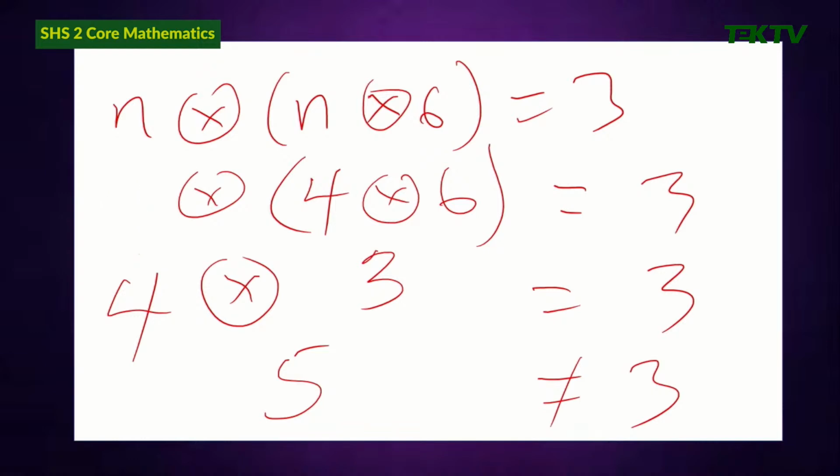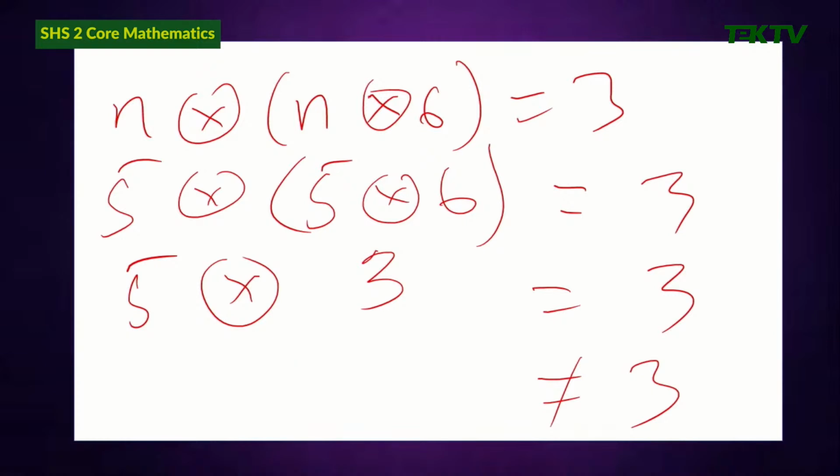In place of n, 5. 5 times 6 on the table, and that is 2. And now 5 times the answer 2 on the table is 3. And you see this time around, the left hand side is equal to the right hand side. So we can say, therefore, n is equal to 5. So remember we had 2, that gave us a true statement, and now 5.